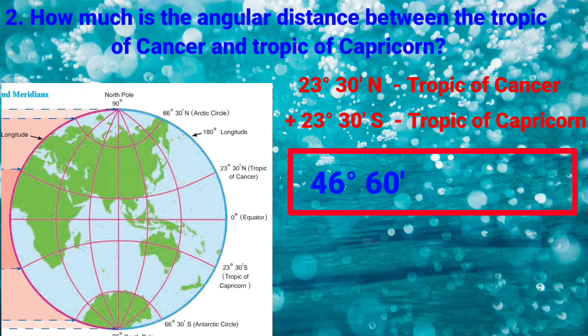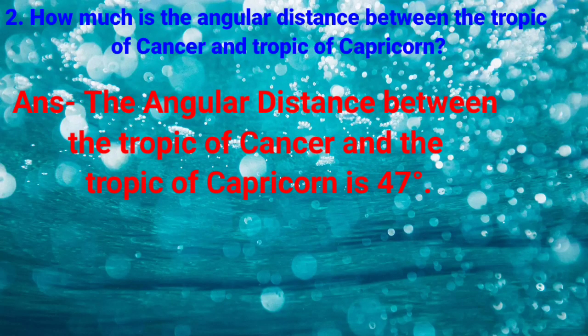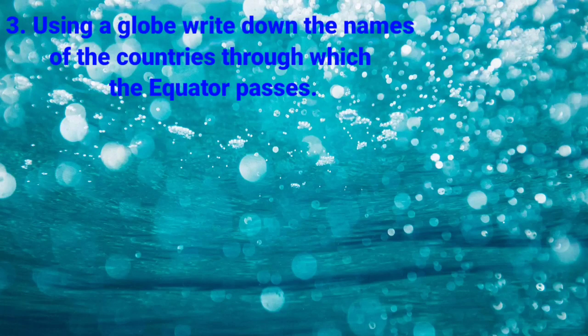We also learn that 60 minutes means 1 degree. Every degree is divided into 60 minutes and every minute is divided into 60 seconds. That means 60 minutes is also 1 degree. So 46 degree plus 1 degree is equal to 47 degree. The answer to this question is: the angular distance between the Tropic of Cancer and the Tropic of Capricorn is 47 degree.